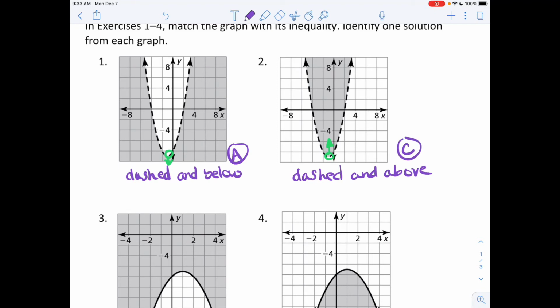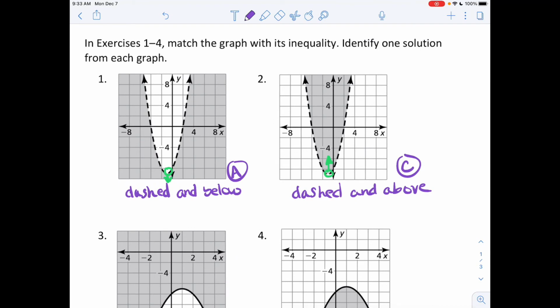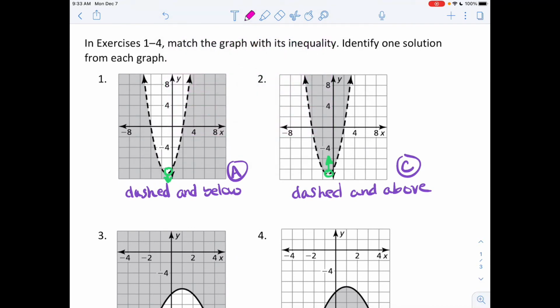All right, we were also asked to identify one solution on each graph, so let's take a look at that. I'm going to just pick out a point that lies in the shaded region, and I selected this point right here. You could have selected any, but I selected that one. That is at point 4, 0. On number 2, any point again, and I'm going to pick this one, which is at 0, 4.